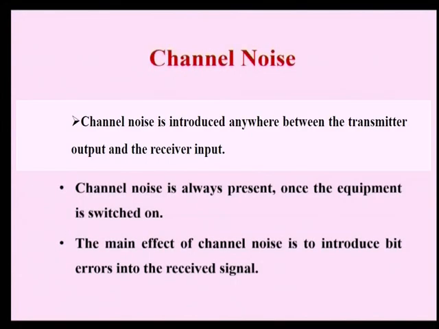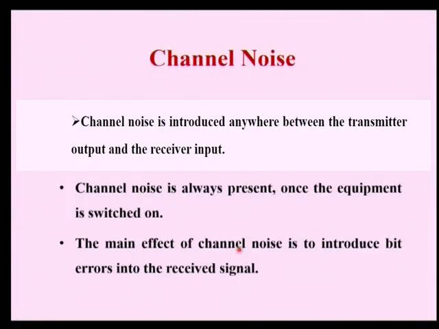The channel noise is introduced anywhere between the transmitter and the receiver, and it is always present once the equipment is switched on. That is, when the transmitter is on and the signal is transmitted through the channel, noise will always be present. It may interfere in any form. The main effect of the channel noise is to introduce bit errors in the received signal.